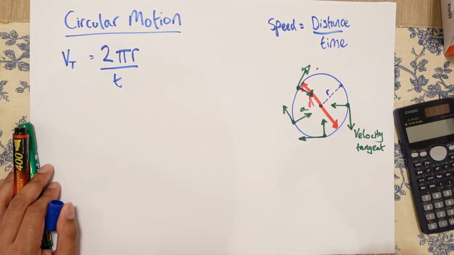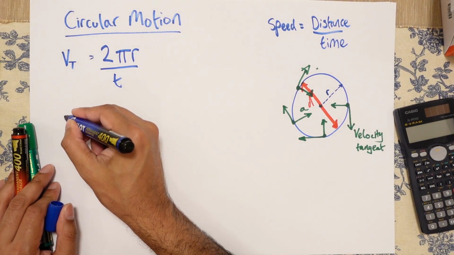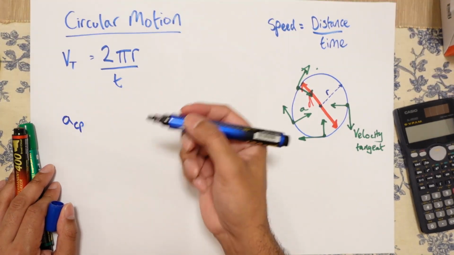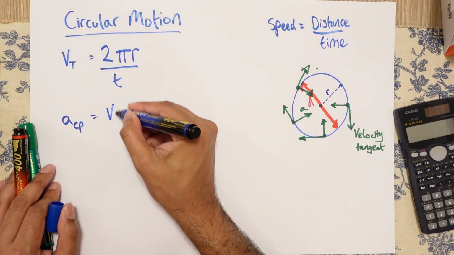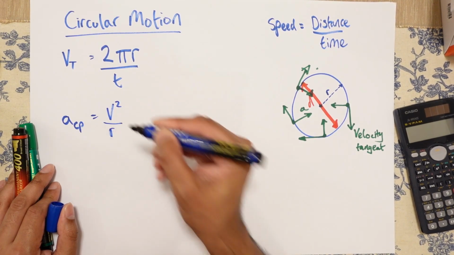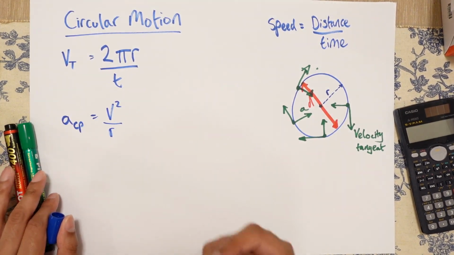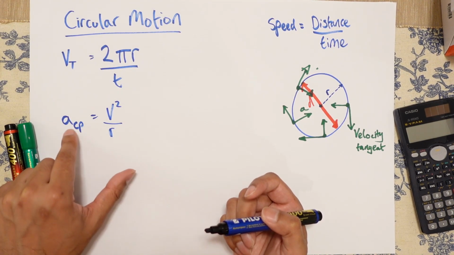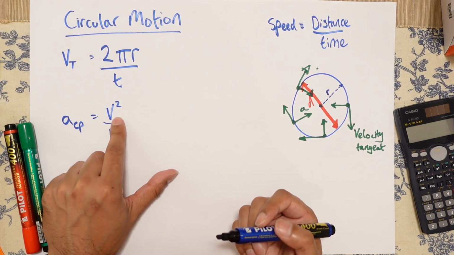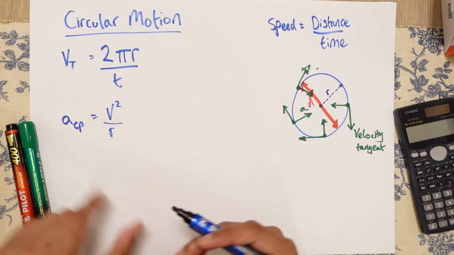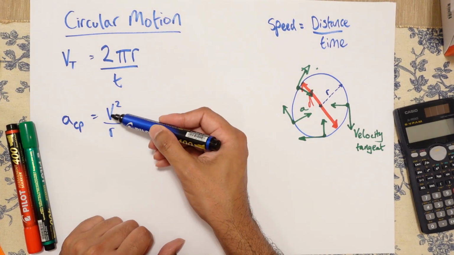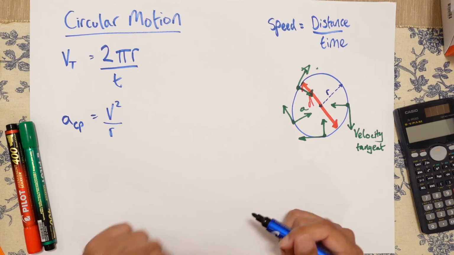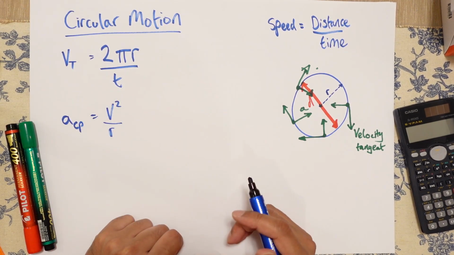Okay, the acceleration, and we say a_cp for centripetal acceleration, v squared divided by r. Now, this is quite interesting because if you double the radius, this becomes half. If you double the velocity, the acceleration gets quadrupled. If you double both the velocity and the radius, then this doubles. Okay, so that's the relationship between those.